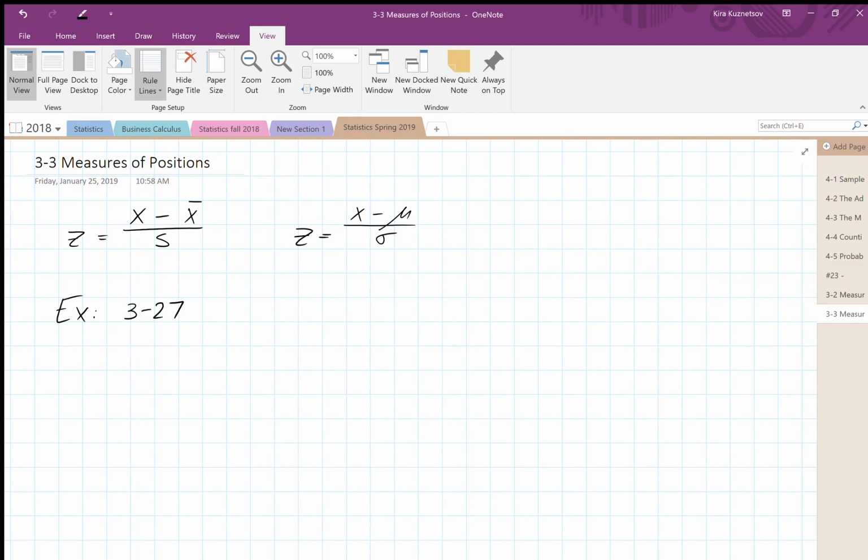So we'll start with an example in the book, 3-27. A student scores 85 on an English test, while the mean score of all students was 76, and the standard deviation was 4. She also scored 42 on the French test, where the class mean was 36, and the standard deviation was 3. Compare the relative position of the two tests. So we're interested in the standardized score. So how far away were you from the mean?